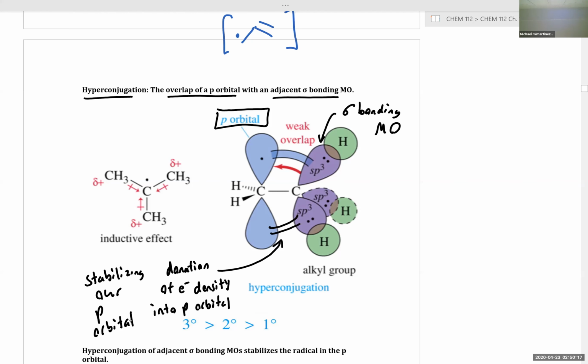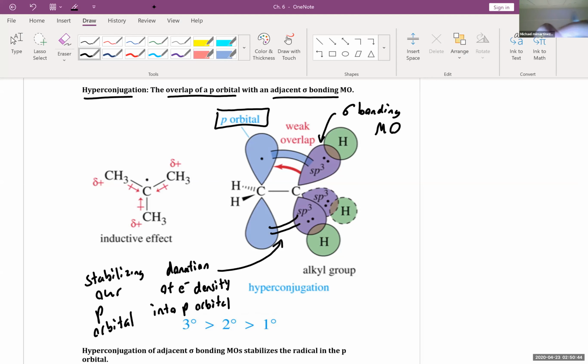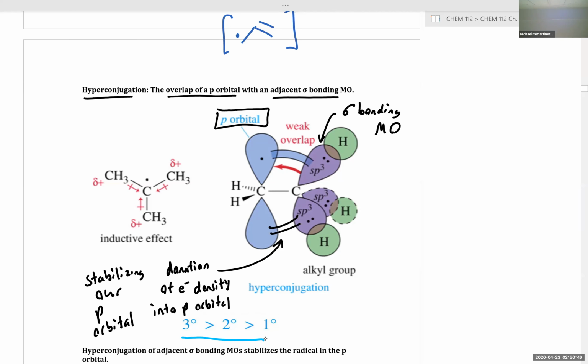So this orbital overlap delocalizes our electron density about a greater number of atoms, and it stabilizes this p orbital via electron donation. So the more adjacent sigma bonding MOs we have, the greater the effect of hyperconjugation, because we have more sigma bonds that can overlap with our p orbital and donate electron density.